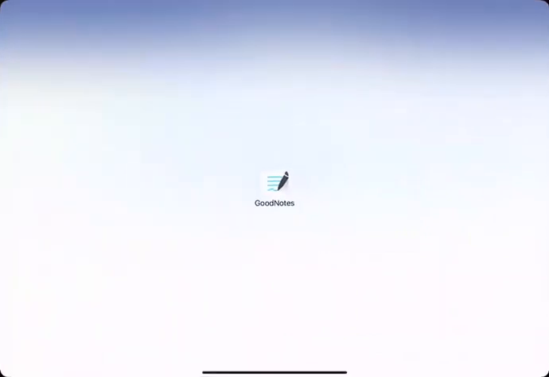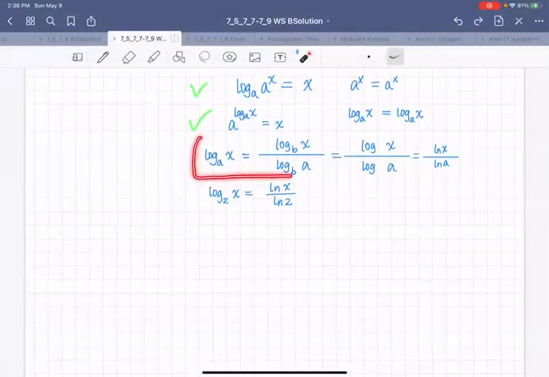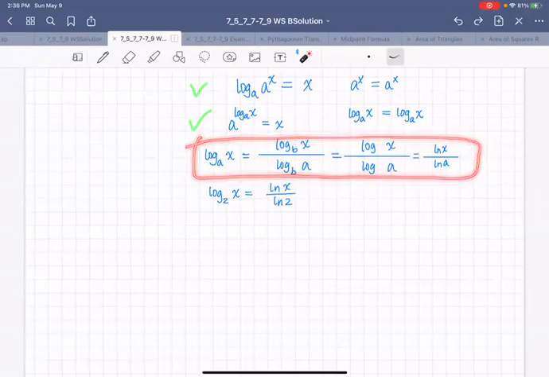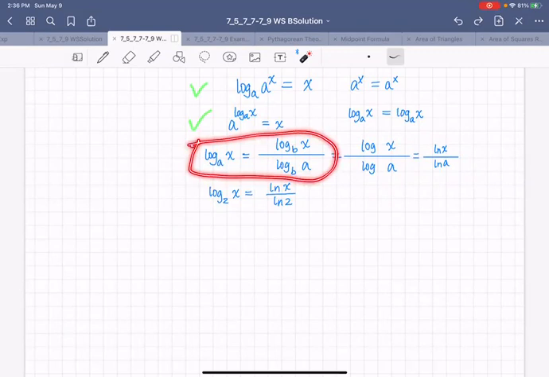Now, I'm going to prove why this is always true. You already see it's true. And now I'm going to prove why this guy is always true.